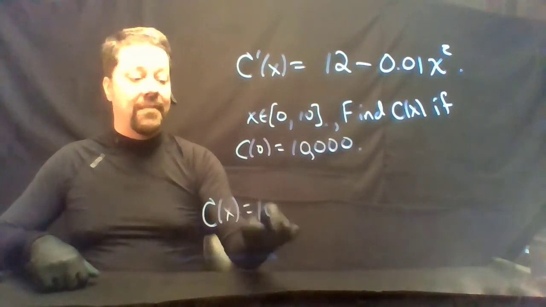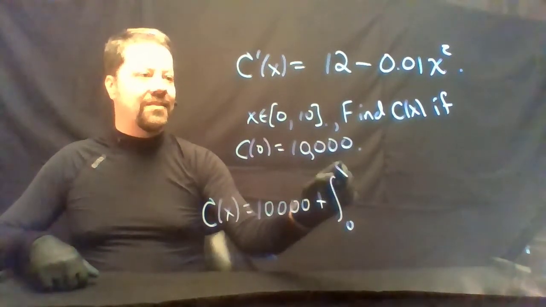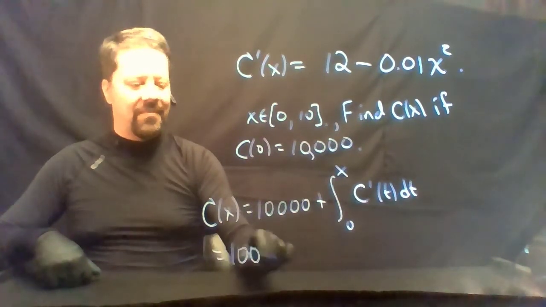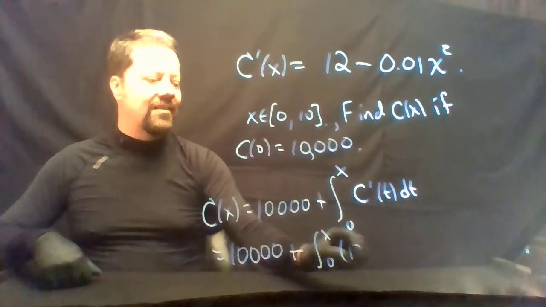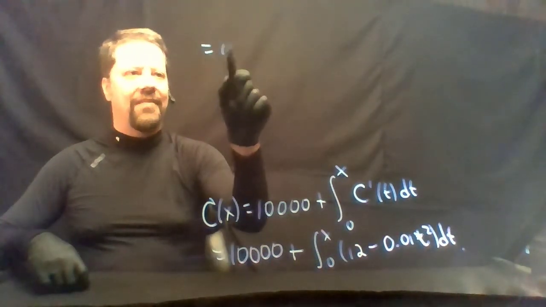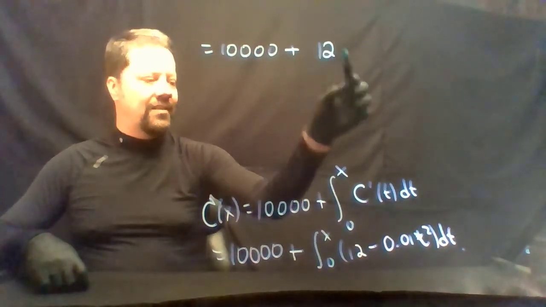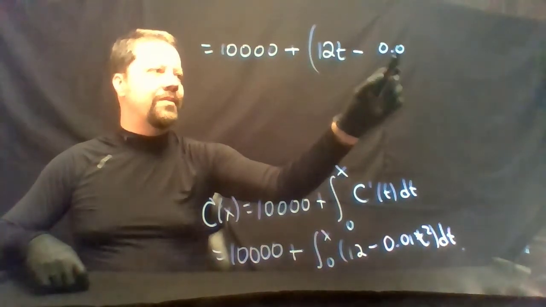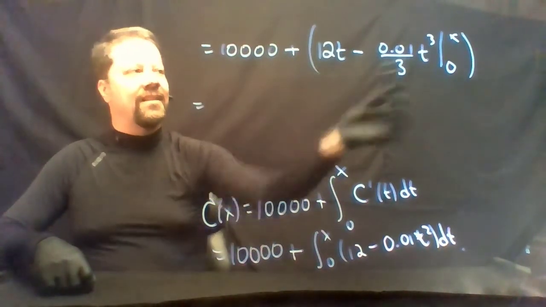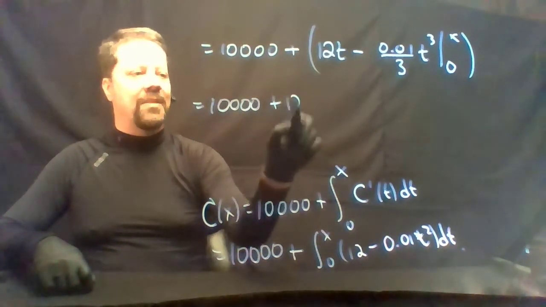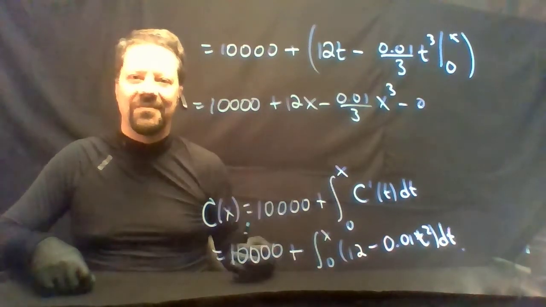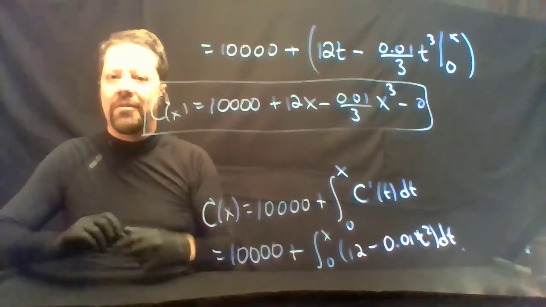Our cost function will be that initial cost plus the integral from 0 to x of the marginal cost function, which I'll evaluate at t, dt. We're integrating from 0 to x, 12 minus 0.01 t squared dt. We have then 10,000 plus 12t minus 0.01 divided by 3 t cubed evaluated from 0 to x. Plugging in x, that's 10,000 plus 12x minus 0.01 over 3 x cubed, and then of course minus 0. This gives us our cost function as a function of the number of widgets sold.